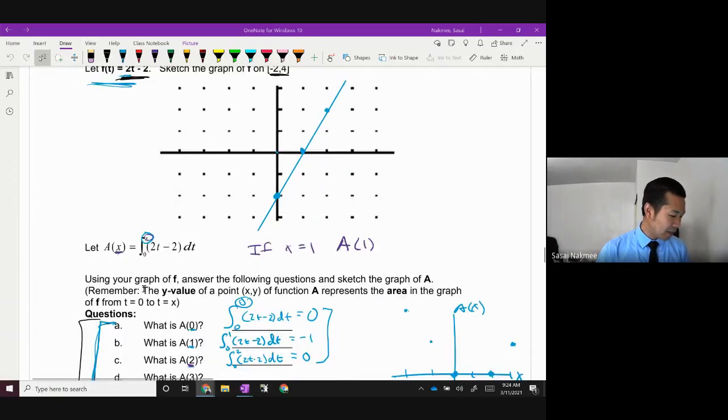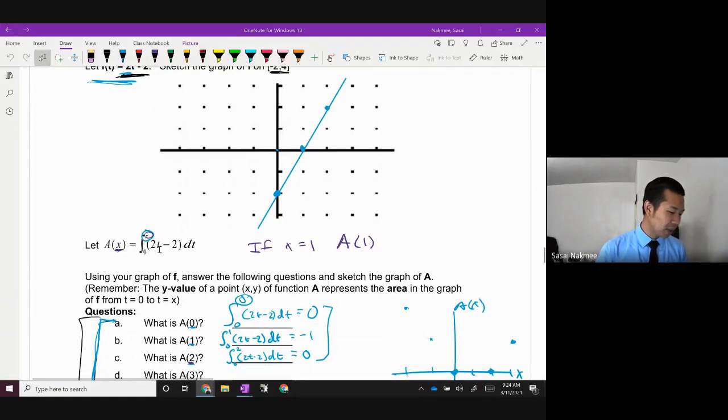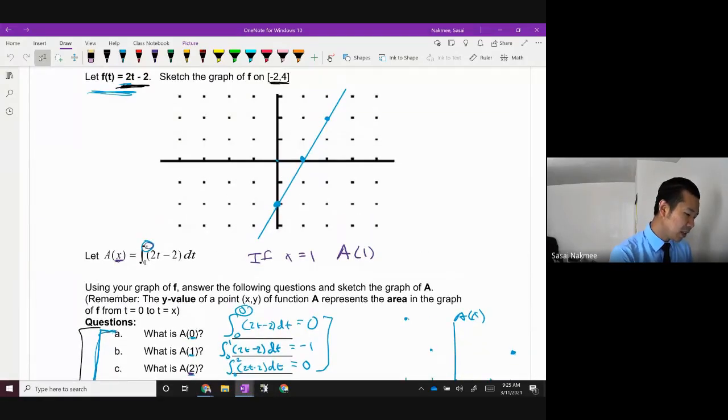And we're letting A of x be equal to the integral from 0 to x of 2t minus 2. So A of x is the area function, right? That's going to calculate the area from 0 to whatever x value you want, and it's going to be the area between the function and the x-axis, right? So if, for example, x was equal to 1, A of 1 is going to equal the area from 0 to 1, which would be this area right here, right?